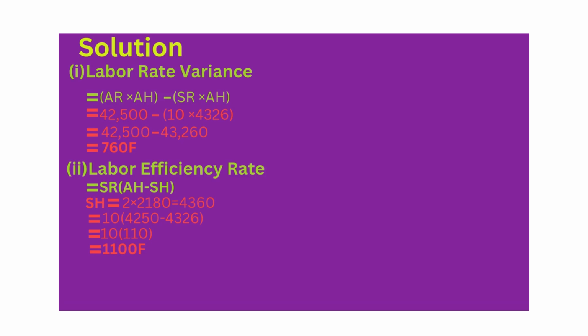So we get into the hours which have been used to produce the 2,000 units. So it will be 2 multiplied by 10,000. Remember, as we've done on the 2,180, to get 4,360.